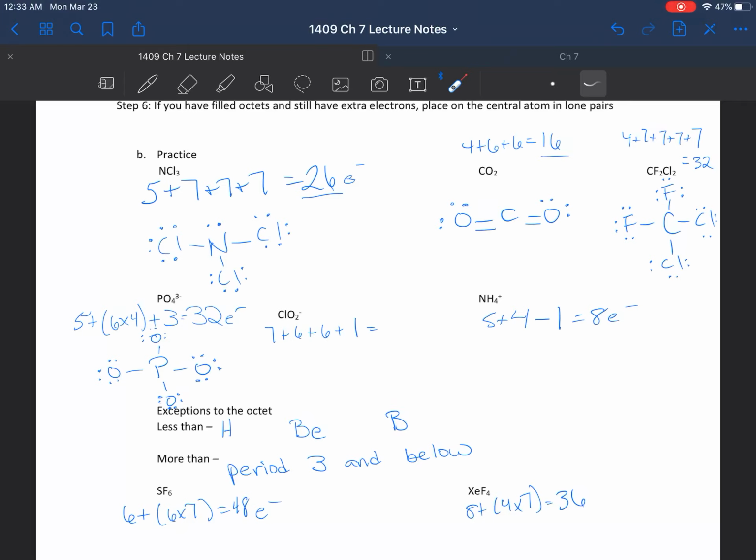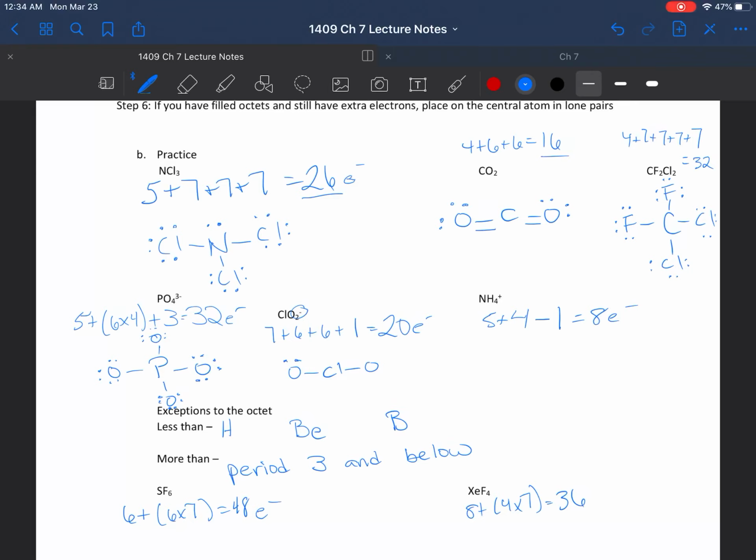For our chlorite ion here, we have 7 from the chlorine, 6 from each oxygen, and an additional 1 because it's a negative charge. So this is going to be 12. So we have 20 valence electrons. So chlorine's going to go in the middle because it's listed first. Put the oxygens on the outside, 2, 4. We're going to complete our octets, starting with our outer atoms.